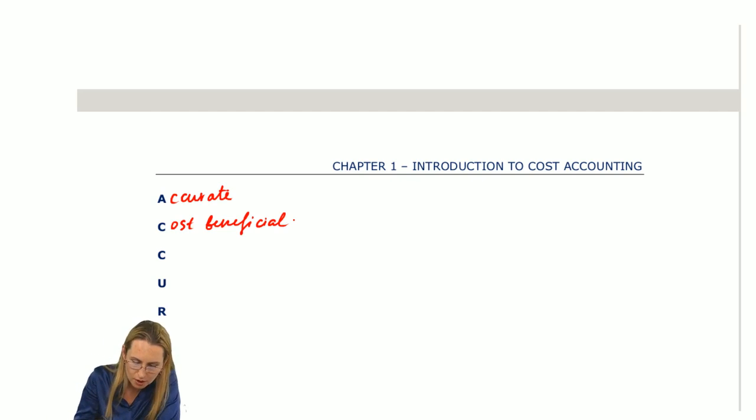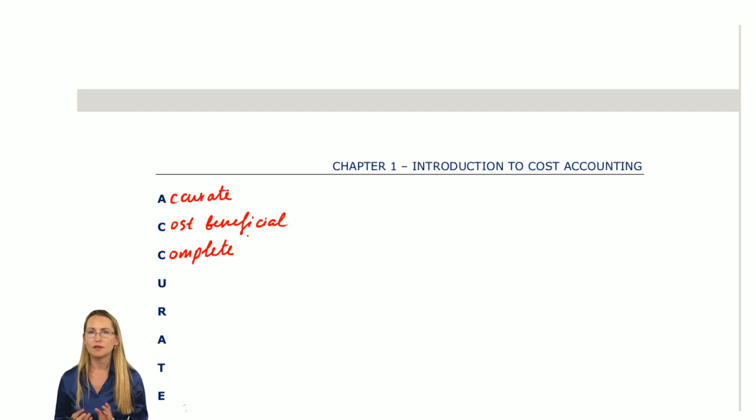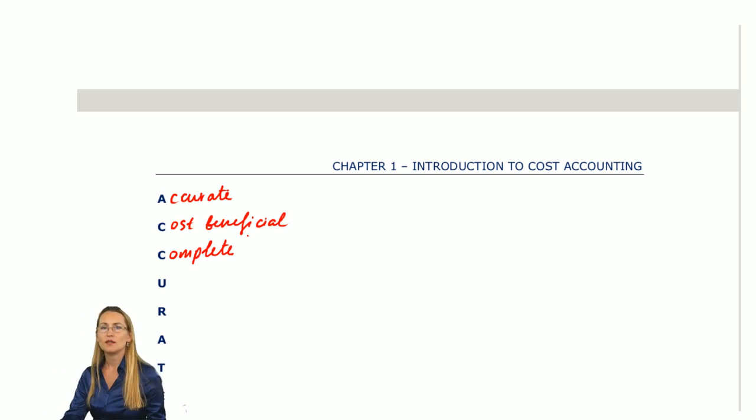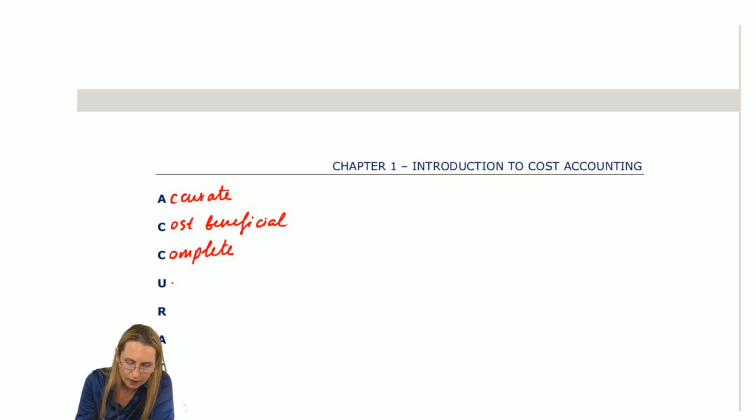Then information has to be complete. Well, a bit similar to accurate. If you're asking for directions, you want to get complete directions, otherwise you might get lost and not find what you're looking for. Then it has to be user targeted.